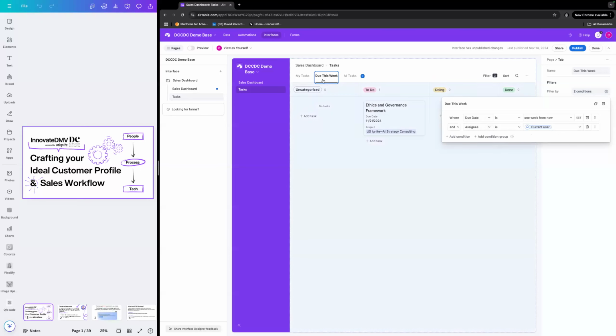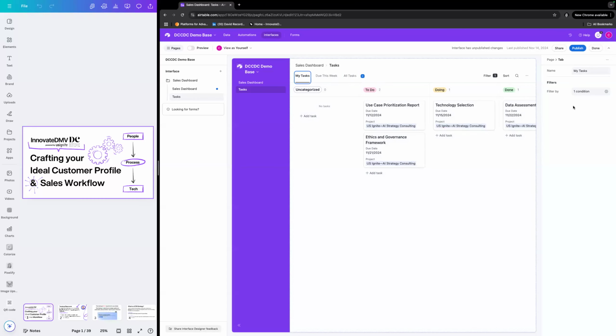So for this due this week, I want to look at the tasks where the due date is a week from now. This is screwed up because I didn't make any tasks for this coming week. But just imagine this is not one week from now; I think it's one week prior, like this past week was what I was originally going to do. And the assignee is the current user. That's what I was talking about before. And then this shows you all tasks. And in my tasks, this is the condition I was talking about earlier: assignee is the current user.